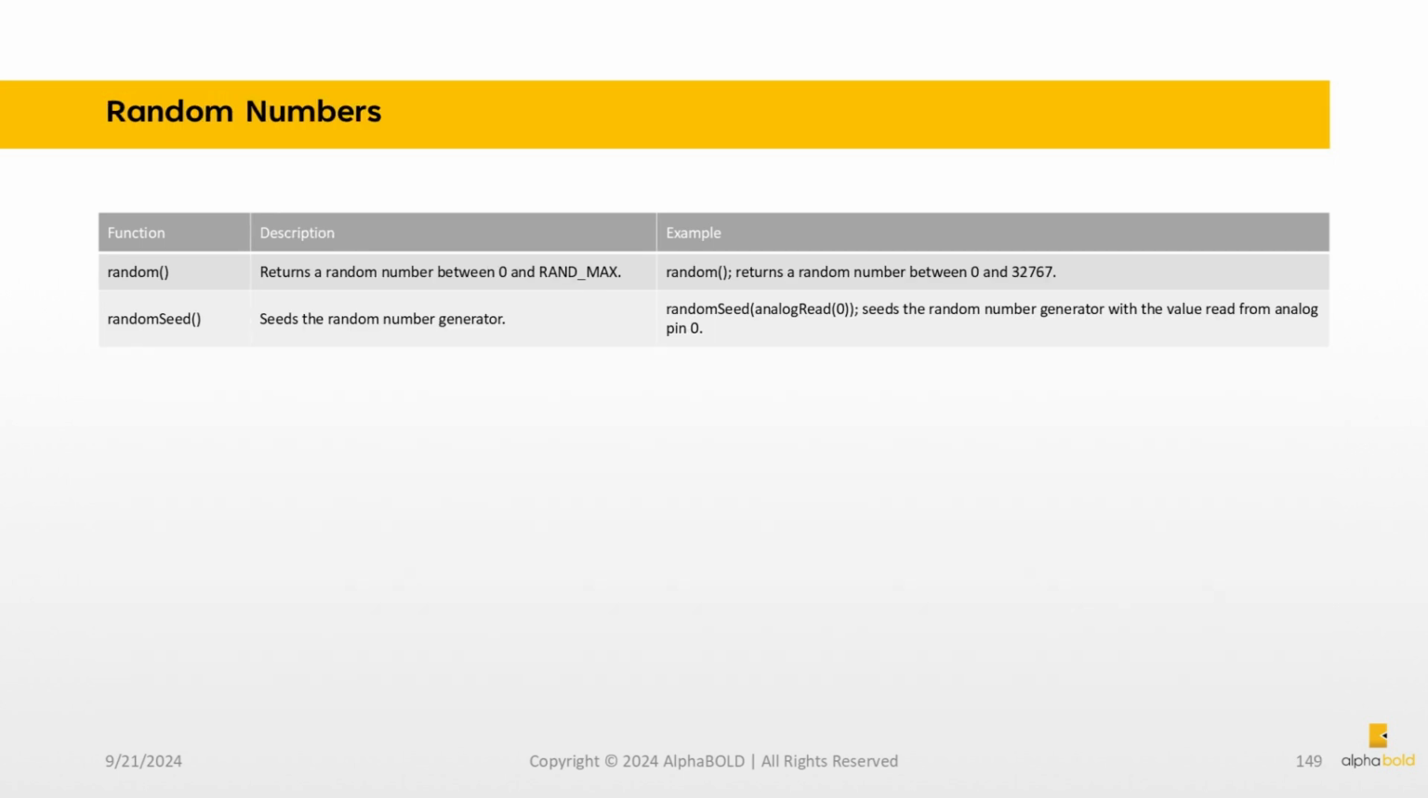Random number functions are used to generate pseudo-random numbers. Random returns a pseudo-random integer between 0 and RAND_MAX, which is typically 32767 on Arduino. To ensure different sequences of random numbers are generated each time the program runs, randomSeed is used to initialize the random number generator with a seed value. Using an analog input for the seed, as in randomSeed(analogRead(0)), is a common technique to introduce some level of randomness based on noise from the analog pin.